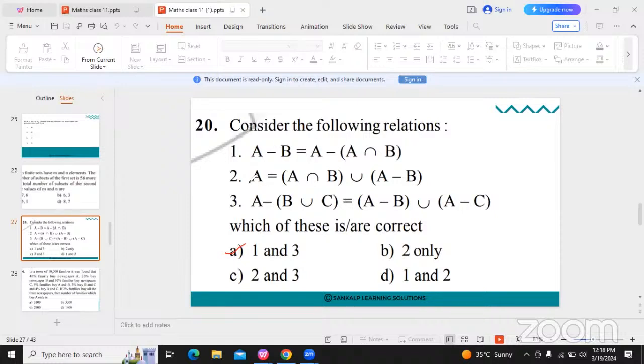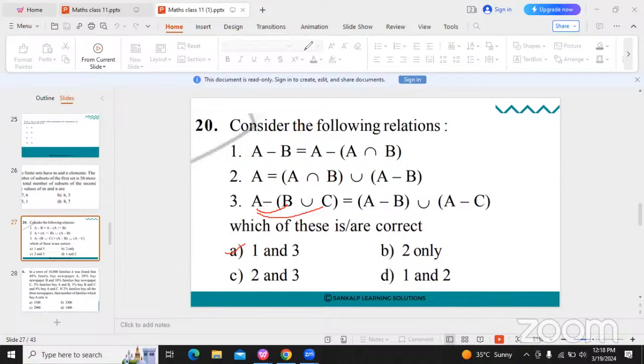Next, option B, the second relation: A is equal to (A intersection B) union (A minus B). It is not at all correct. The third relation, A minus (B union C), is equal to (A minus B) union (A minus C), because you can think of it this way. So options 1 and 3 are correct.